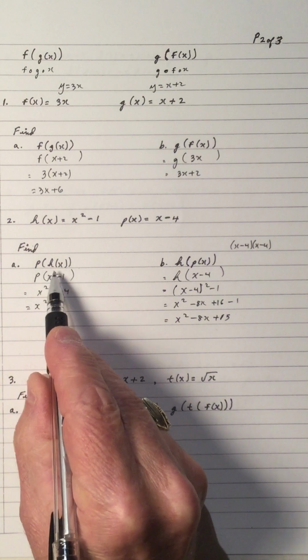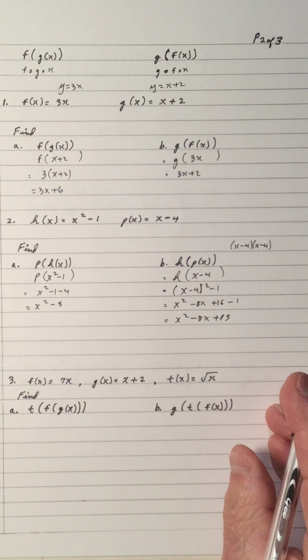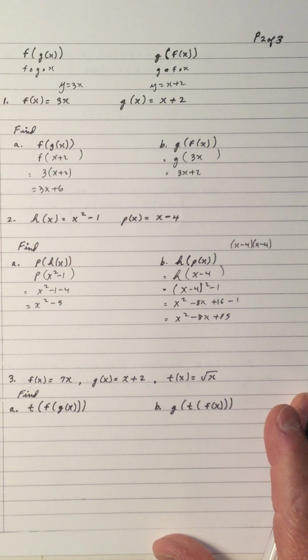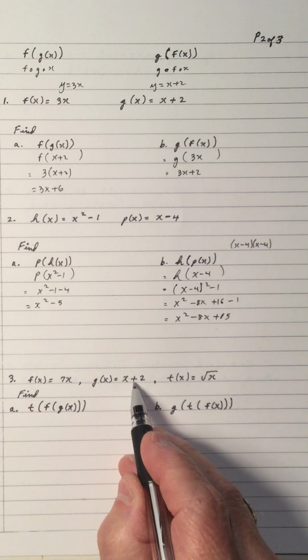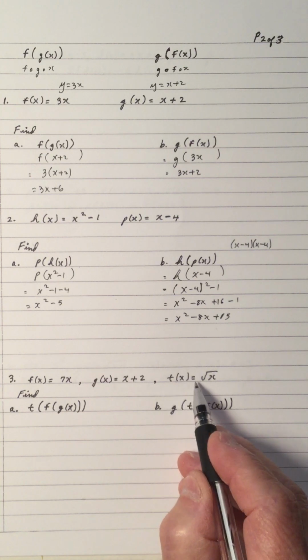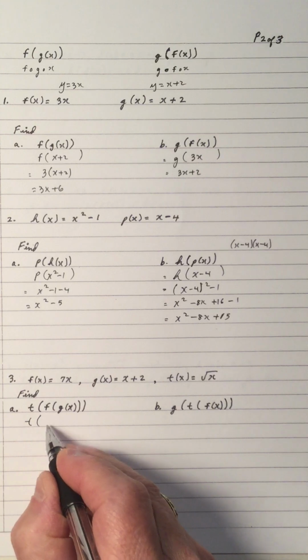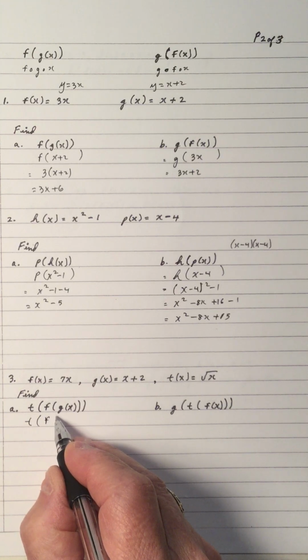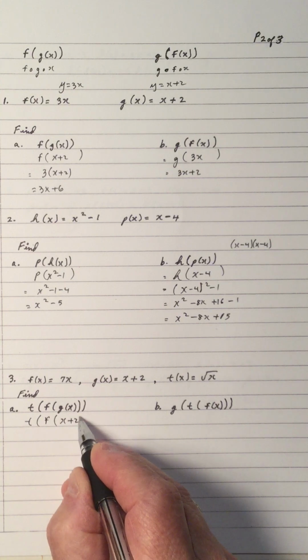Again, the p of h of x and the h of p of x are not the same. Number 3, we got f of x equals 7x, g of x equals x plus 2, and t of x is the root of x. So, let's take our time. We always do the inside one first. The g of x is x plus 2.